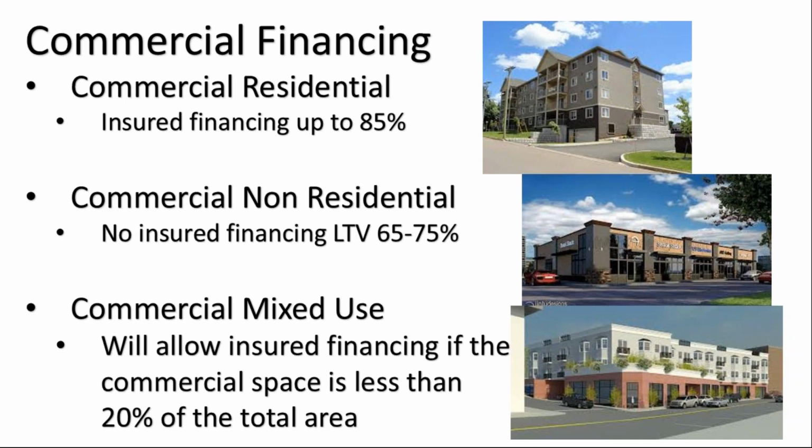Now CMHC will still finance a building with mixed use, but only up to 20%. They'll only allow up to 20% of the entire floor area to be non-residential. So if you've got a 2-story building, the entire main floor is commercial, the second floor is residential, then that's obviously a 50-50 split. That doesn't meet CMHC's standards, therefore it's going to be financed from a different perspective.